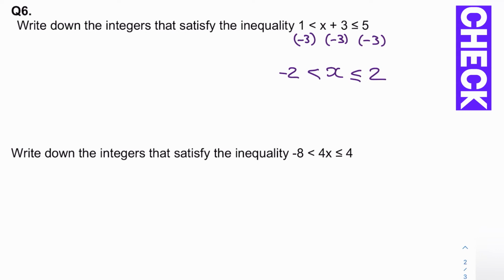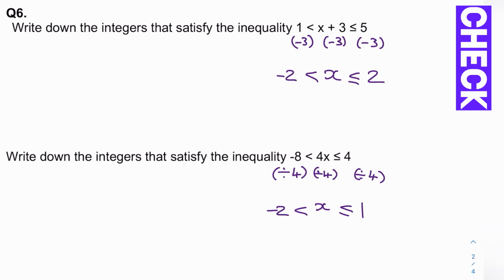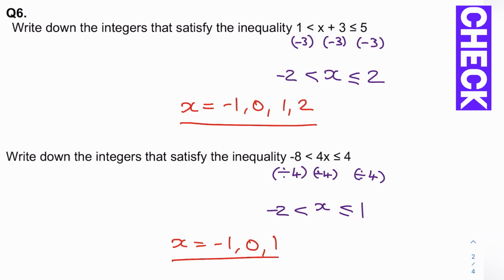In our next part, again we want to get x by itself, so we need to divide all three parts by 4 in this case. Negative 8 divided by 4 is negative 2, which is less than x, which is less than or equal to 4 divided by 4, which is 1. So to finish our question off, we've got x is equal to negative 1, 0, 1 and 2. And below we've got x is equal to negative 1, 0 and 1. They are all the integer values which satisfy that inequality.